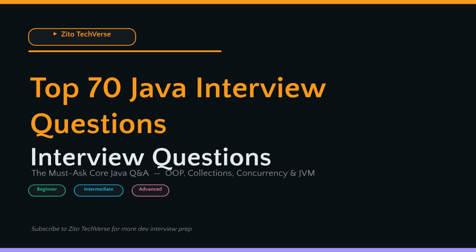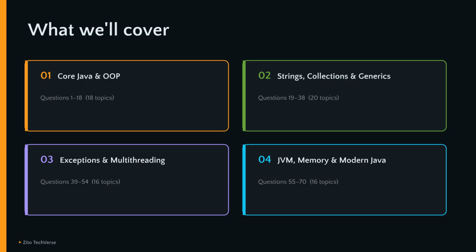In this video, we're covering 70 essential Java interview questions. We'll explore everything from core Java and OOP to the JVM, collections, and modern features. For each question, I'll provide a clear, structured answer with real-world context. Let's get started. Our roadmap is straightforward.